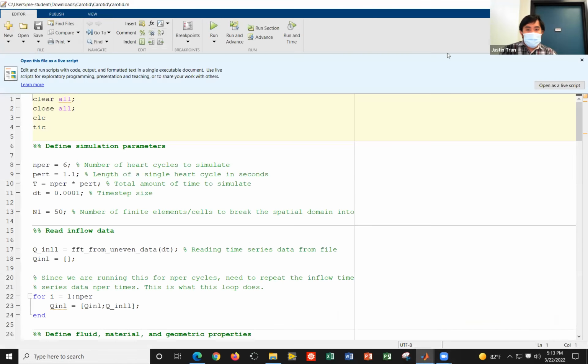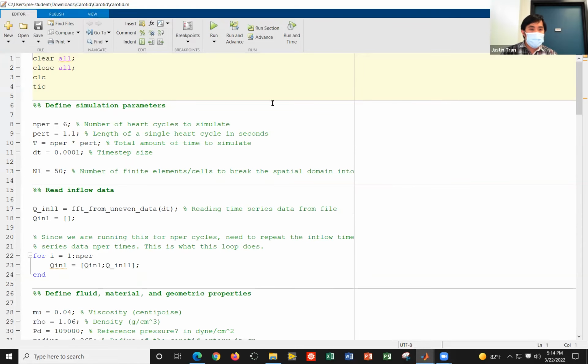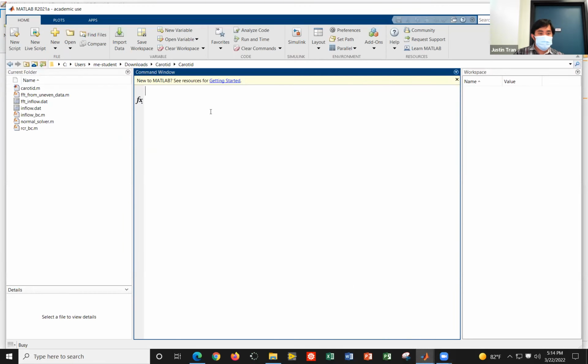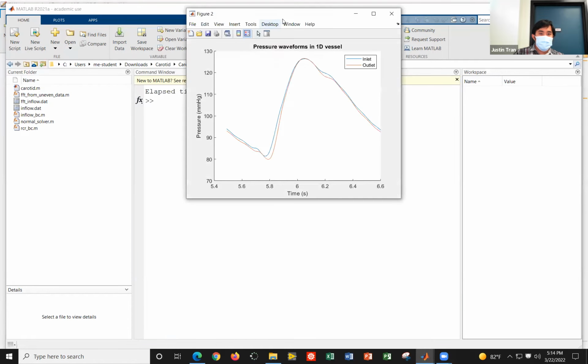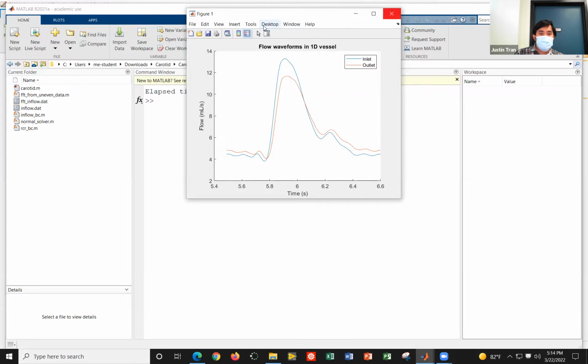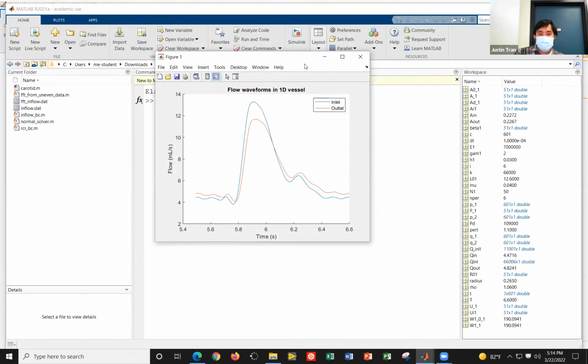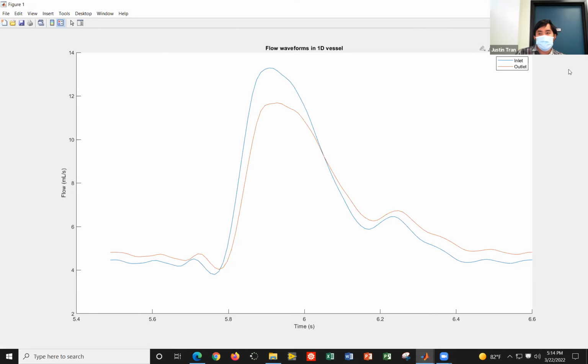Okay, so here is the code, and we'll go over the intricacies of the code next time. But let me just go ahead and run it for you. Busy, busy, busy. Okay, took about 11 seconds. We'll talk about the pressure next time, but let's look at the flow. Let me go ahead and maximize this.